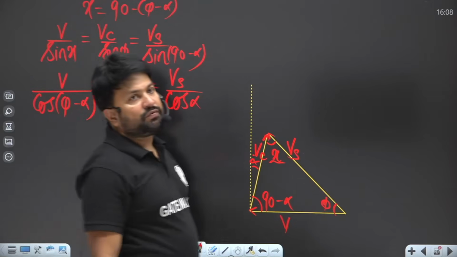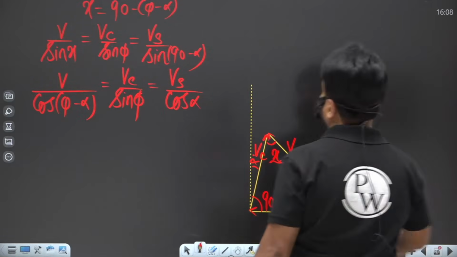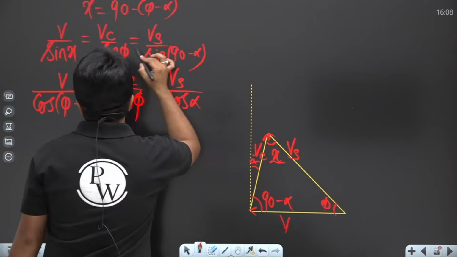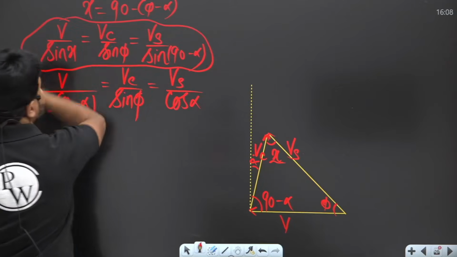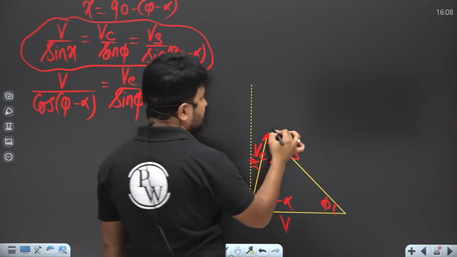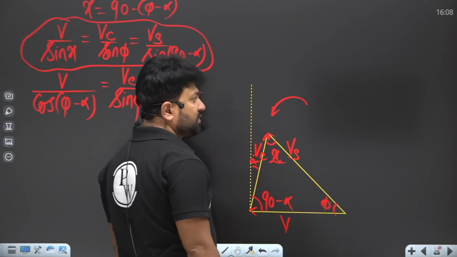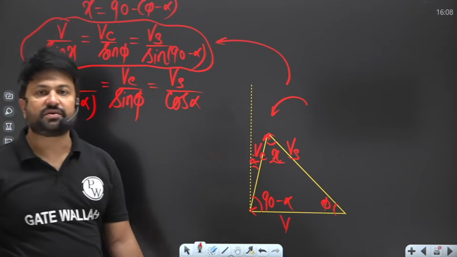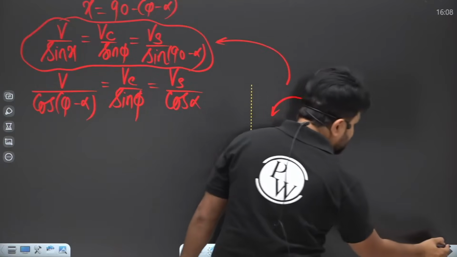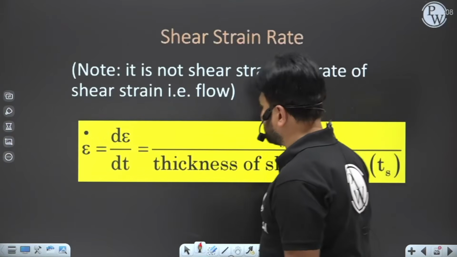For your exam point of view, this is a very important relation. Some students may face difficulty remembering this relation, so I recommend that you remember this triangle. If you remember this triangle, then you can easily derive this relation. So I hope the point is crystal clear.